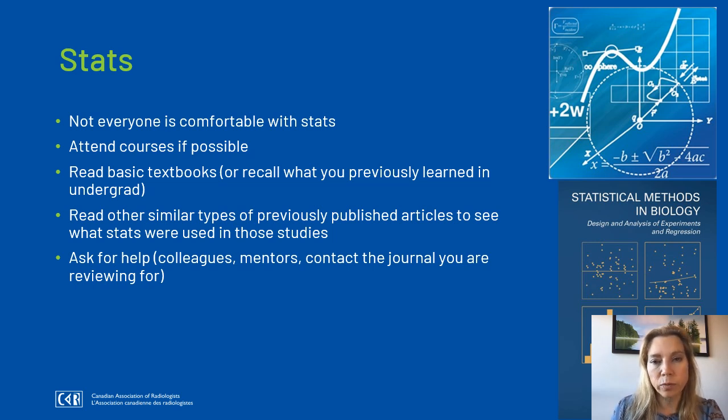If you have agreed to review something for a particular journal and the statistics are outside your area of expertise, you can contact the journal and ask them what they suggest in terms of how to deal with these particular statistics, and perhaps they can find a second reviewer to help with the statistics.